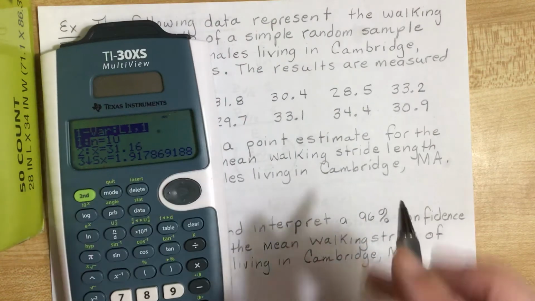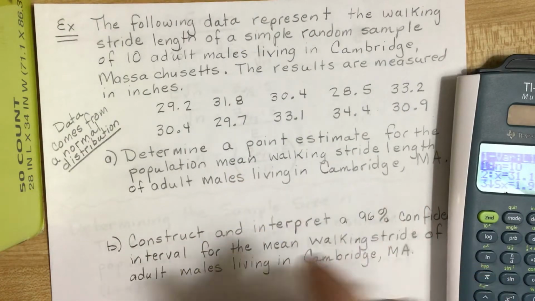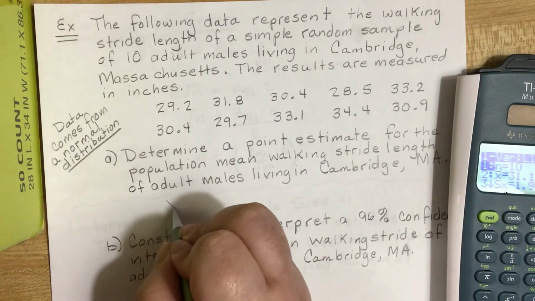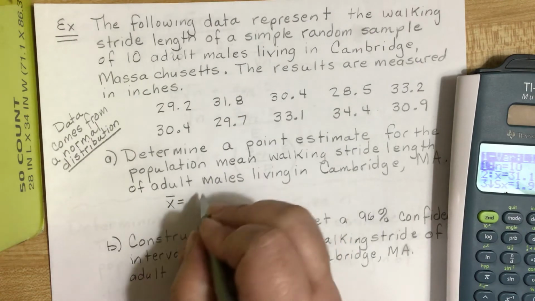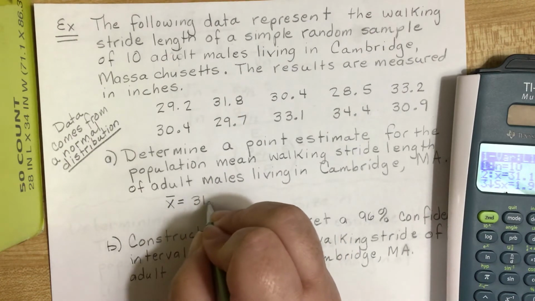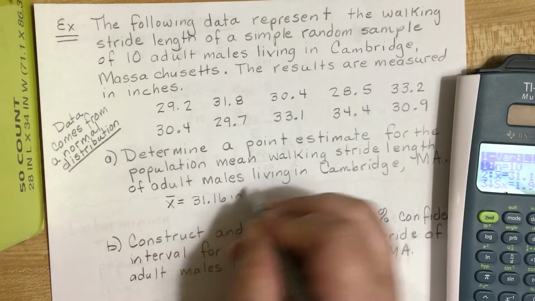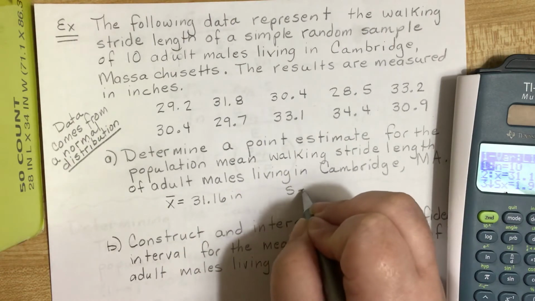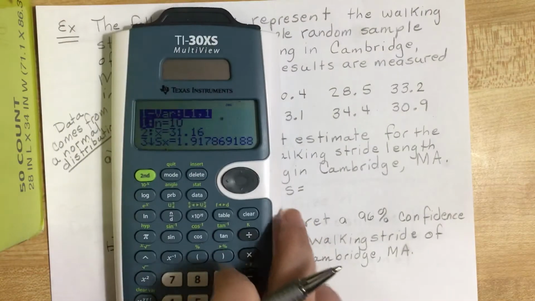I'm going to snag that because the first question asks me to determine a point estimate, and we know that the sample mean is the point estimate. So the point estimate would be 31.16 inches.